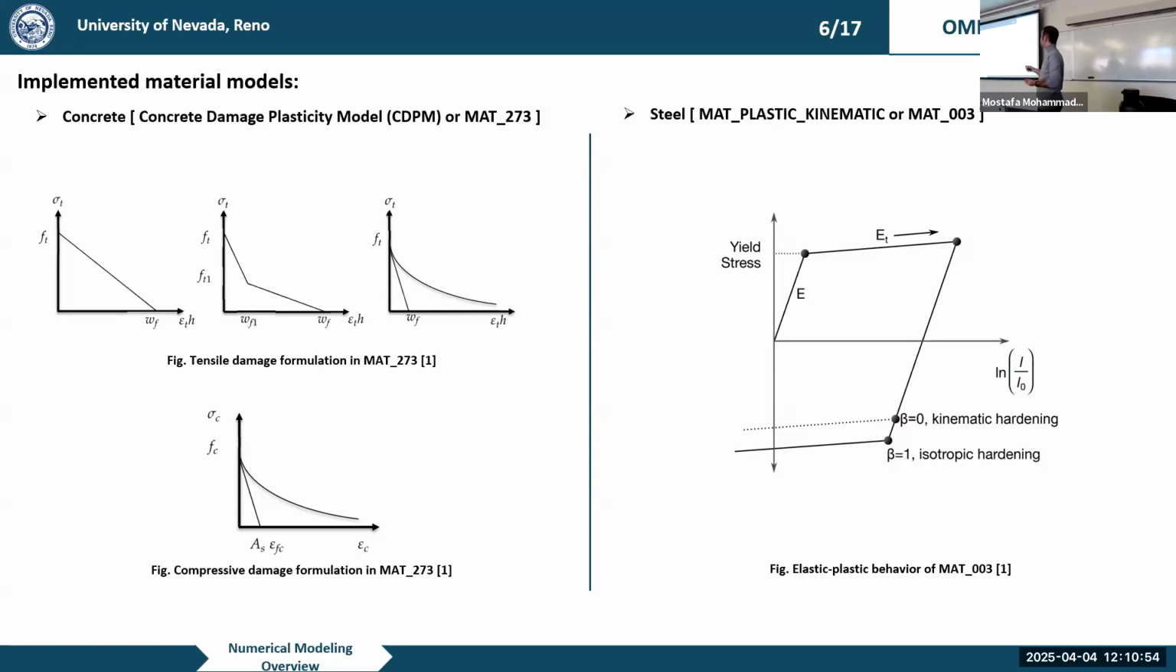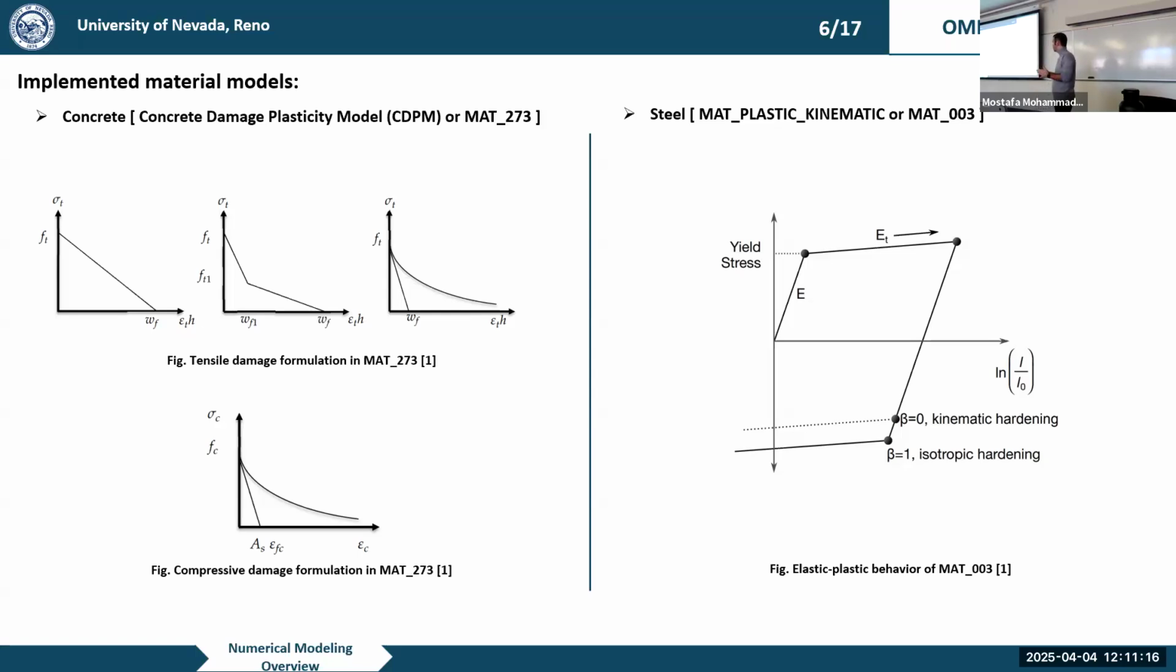I went with the concrete damage plastic model, or MAT 273, which allows us to have some control over tensile damage, on the top figure, and compressive damage, that we can see on the bottom. The compressive damage is kind of the same for most of the models. It's exponential after the section is cracked.